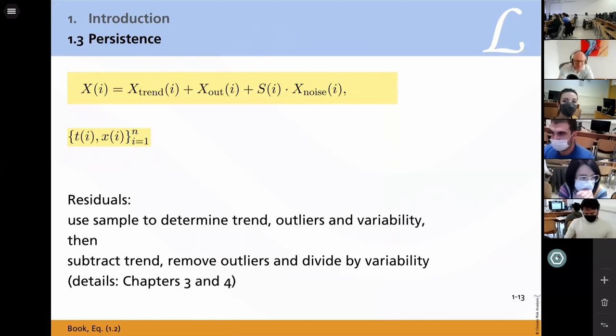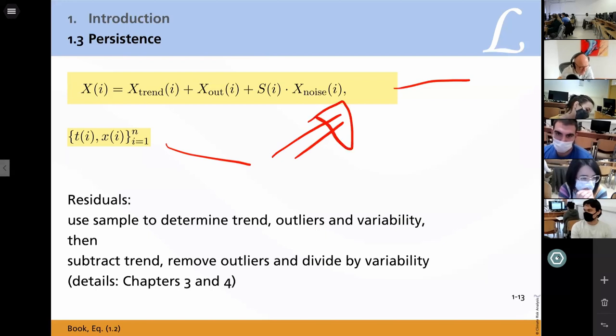Okay, a word now, later we have the formulas, a word on the residuals. We have the climate equation and we have the data, and we make an inference from here to there. Using time series analysis, we determine the trend and we detect the outliers and we quantify the variability, S of i. And then once we've done this, then we can subtract the trend, remove the outliers and then divide also by the variability. And the numbers that result, they represent this random component.